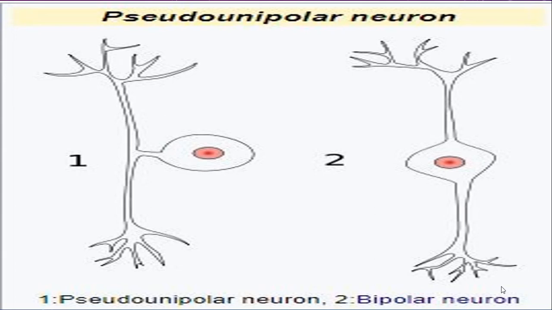And this image illustrates the difference between pseudounipolar and bipolar. This is pseudounipolar. One axon arises, then splits into two branches. But in bipolar cells, there is an axon from each pole of the neuron.